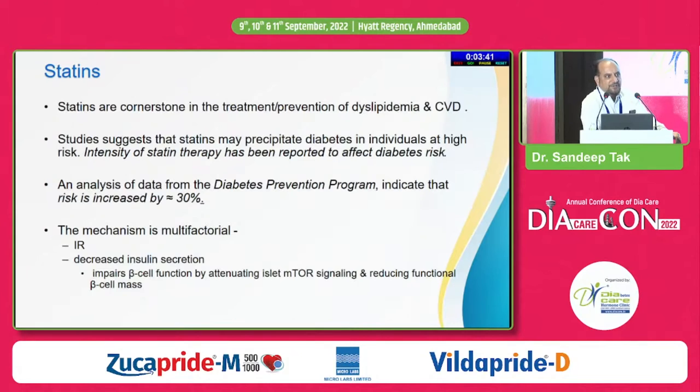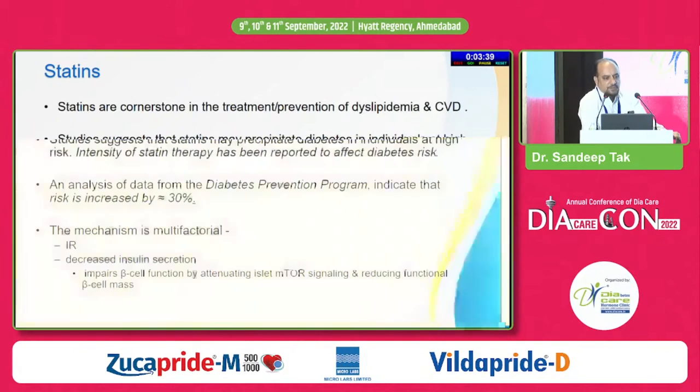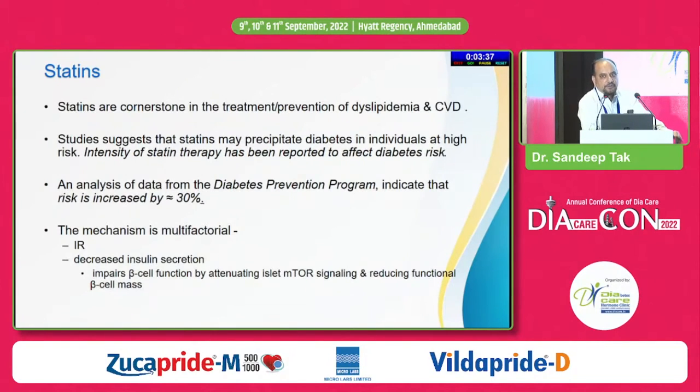Statins have been widely discussed and debated, but they are an important risk factor for development of diabetes. In the DPP program, risk was estimated to the tune of 30%, and the risk depends on the intensity of the statin therapy. Its mechanism is basically multifactorial, probably increasing the insulin resistance and decreasing the insulin secretion by impairing the beta cell function.